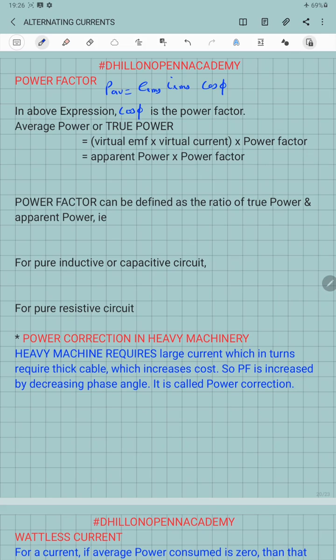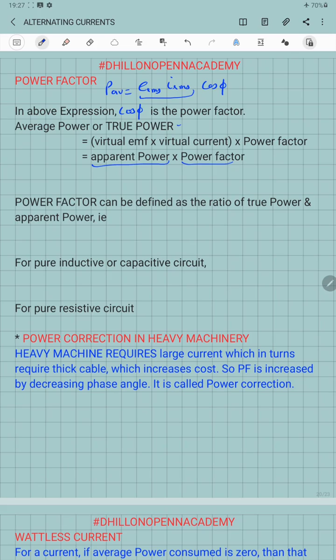So when we write the average power as the product of E RMS, I RMS and cos phi, the product of the RMS value of the voltage and the current, we call it the apparent power. When this apparent power is multiplied by the power factor, we get what we call the average power, or the actual power, or the true power consumed in the AC circuit.